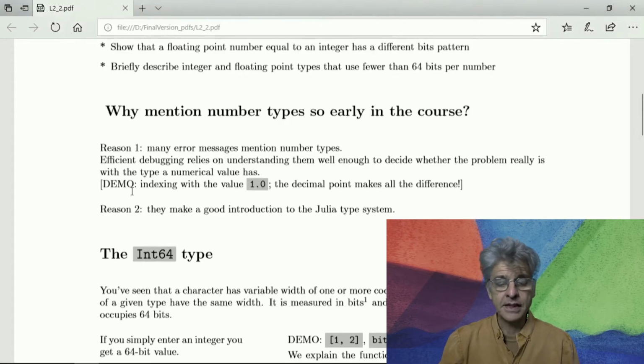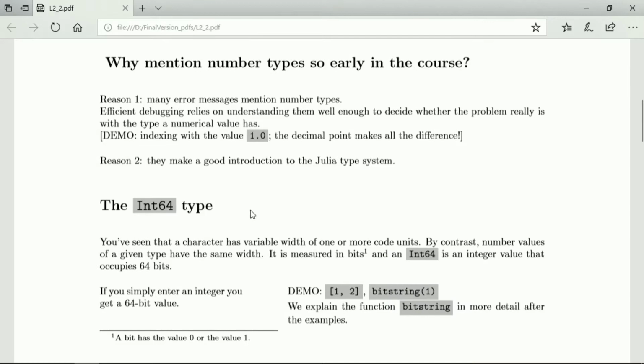And the second reason is that they make a good introduction to the type system of Julia, and this is actually a really important topic which we will expatiate on a bit later in the course. So the Int64 type. You've seen that a character has variable width in terms of a number of code units. By contrast, number values of a given type have all got the same width. It is measured in bits, not in number of code units. And an Int64 is an integer value that occupies 64 bits.